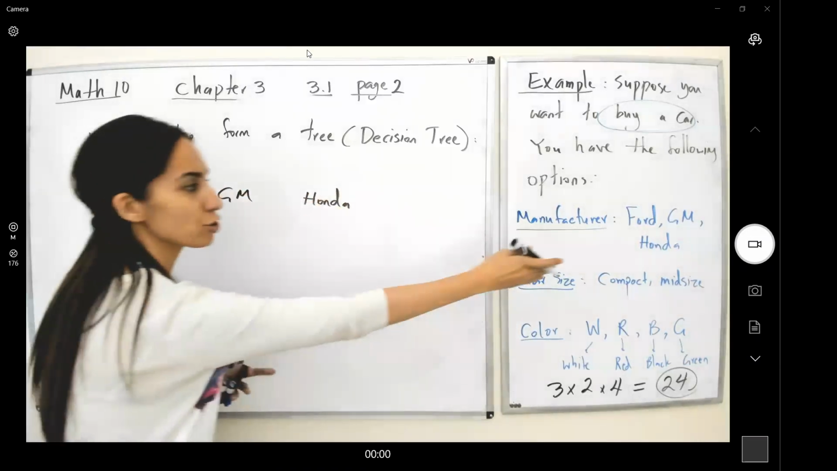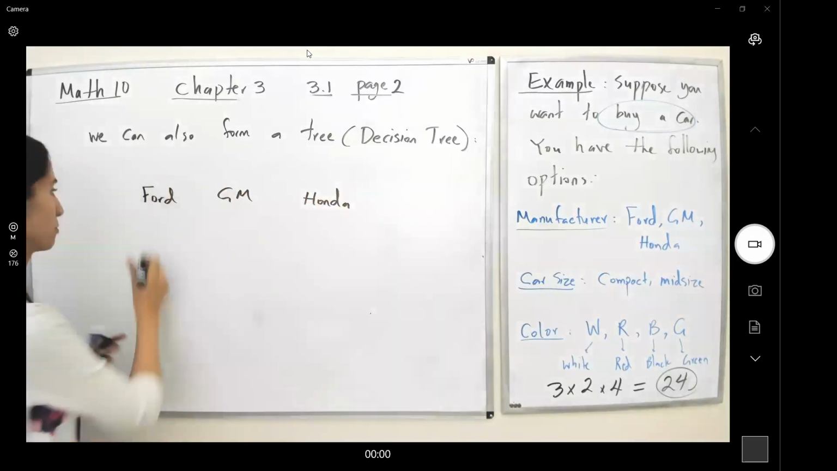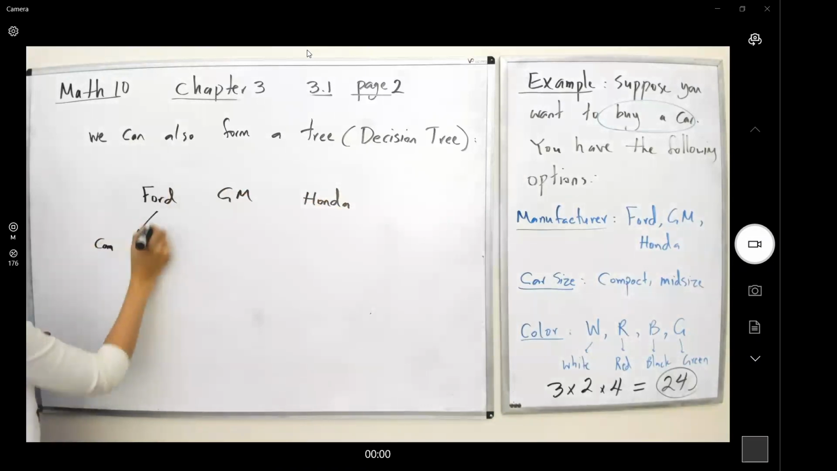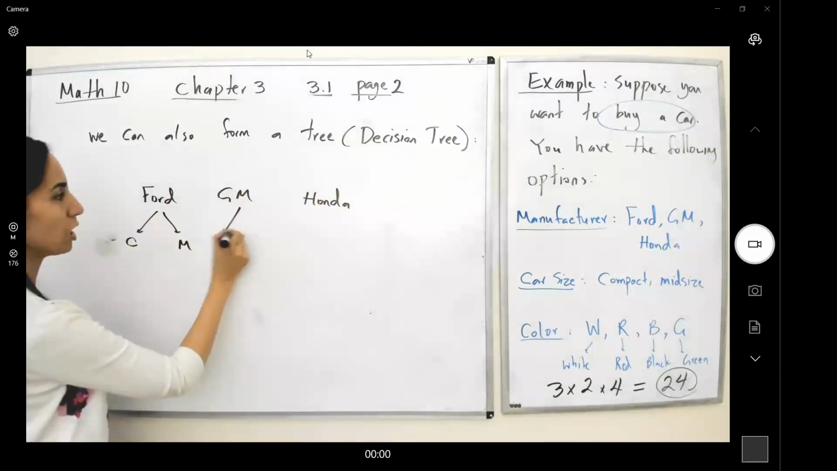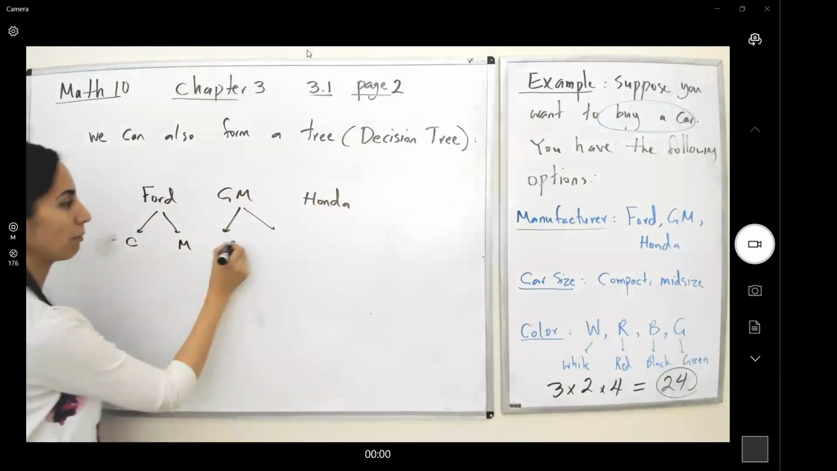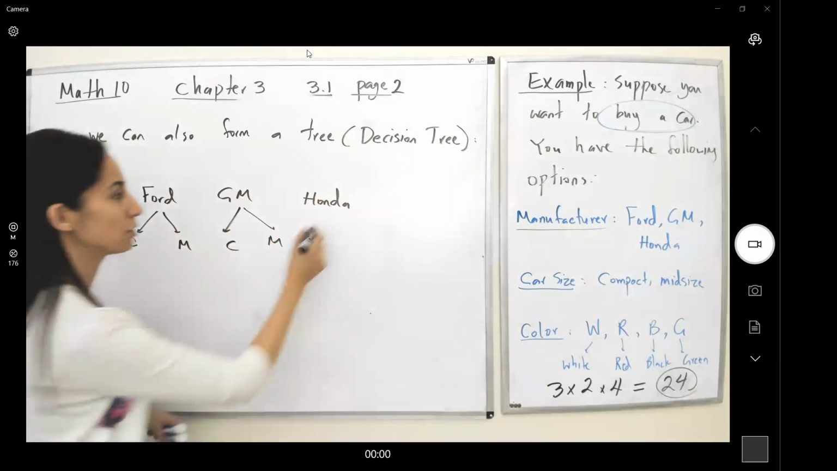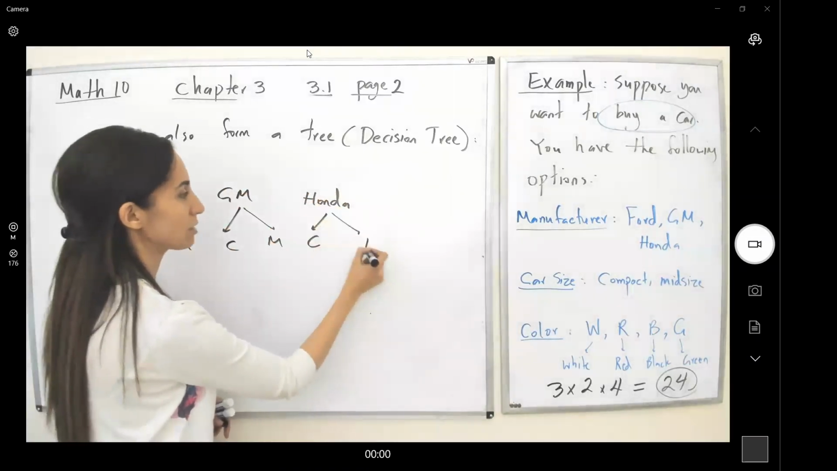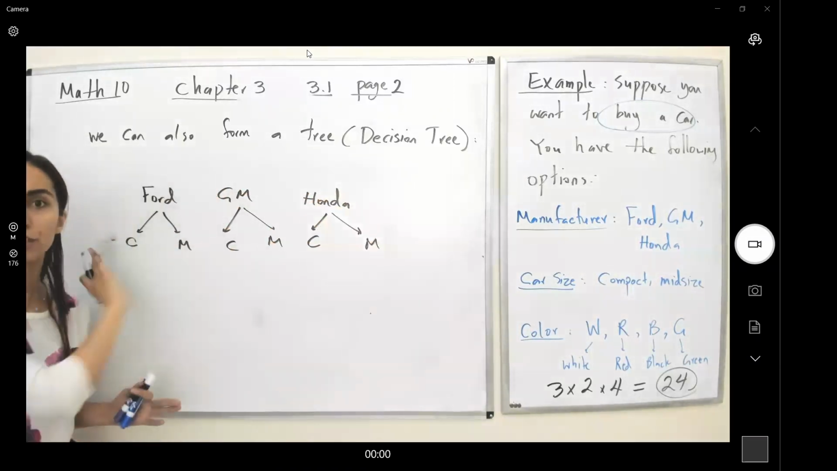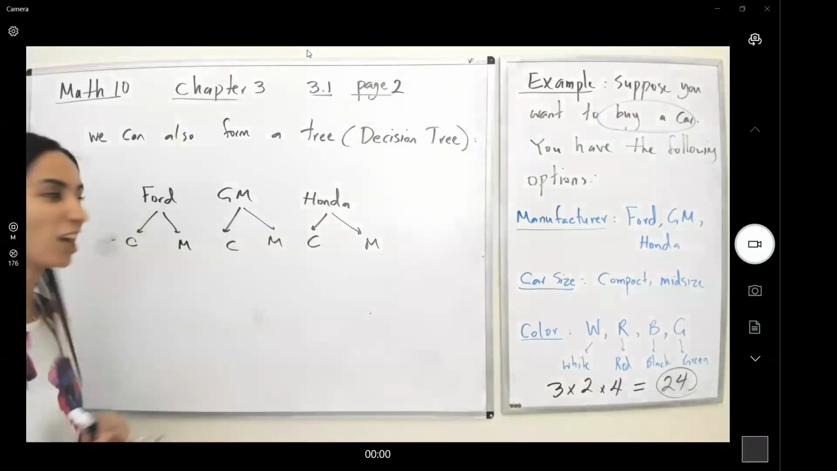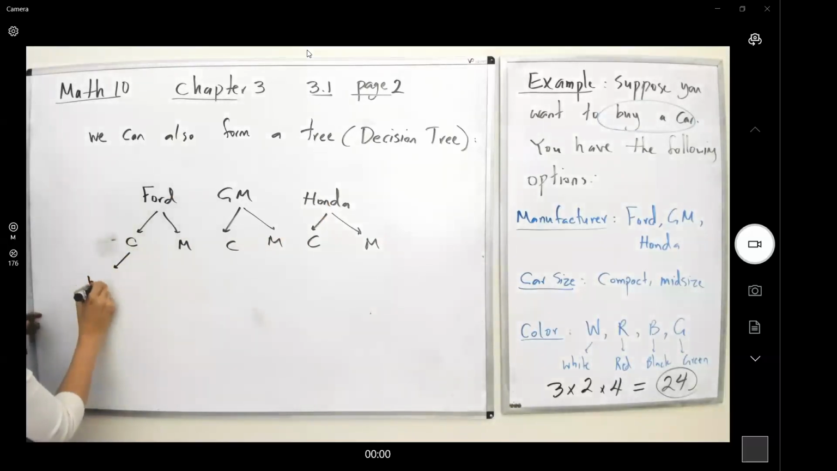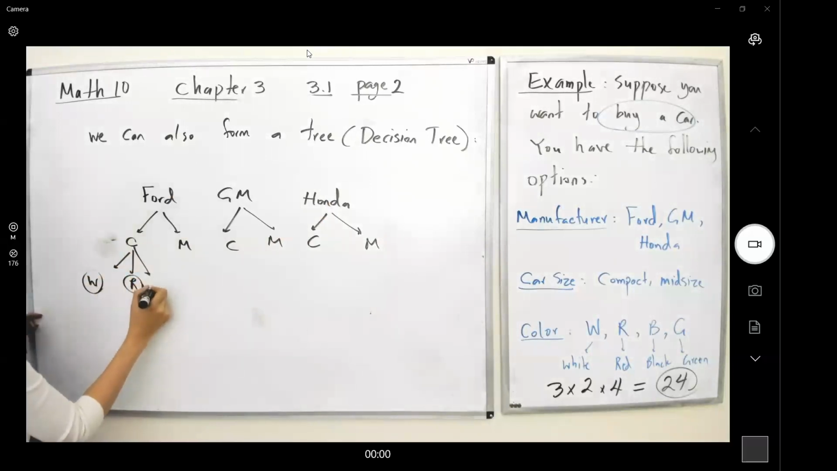Ford can be matched to a compact or mid-size car. So it can be compact, or let me write C, and mid-size. GM has these options as well, compact or mid-size. You have the same for Honda, compact or mid-size. For each of these sizes, you have 4 different options of color. So it can be white, or it can be red, or it can be black, or it can be green.